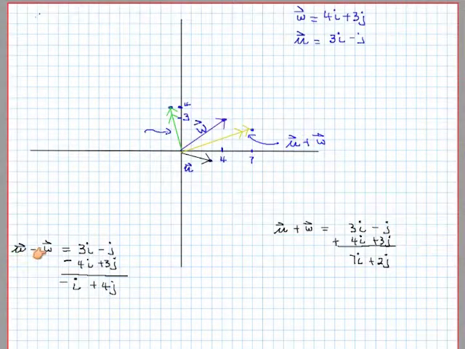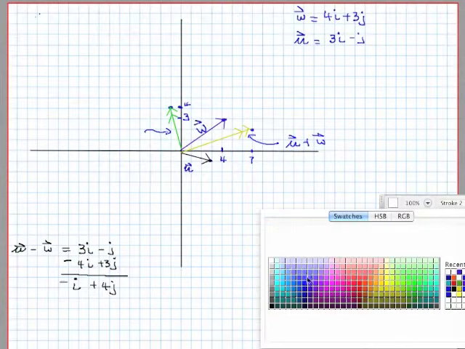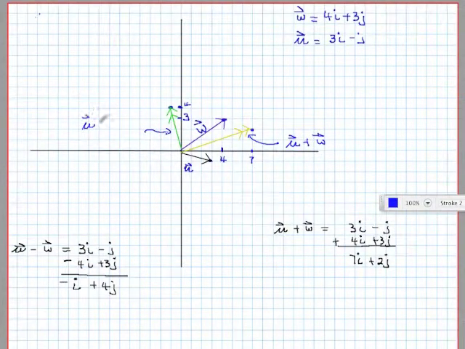Vector u minus vector w likewise is the difference between the i values and the j values. So vector u is 3i minus j and vector w is 4i plus 3j. Subtracting this, I'll get negative i plus 4j. Negative 1 along the x-axis, up 4, and the green line gives me the vector of u minus w. So this would be vector u minus vector w.